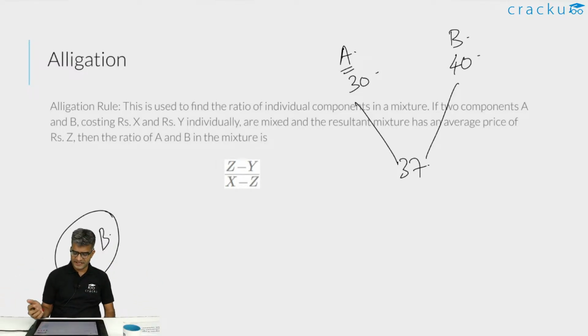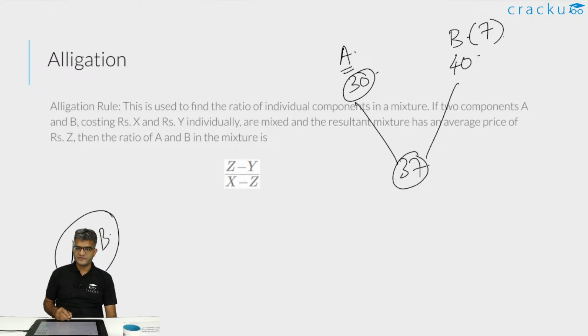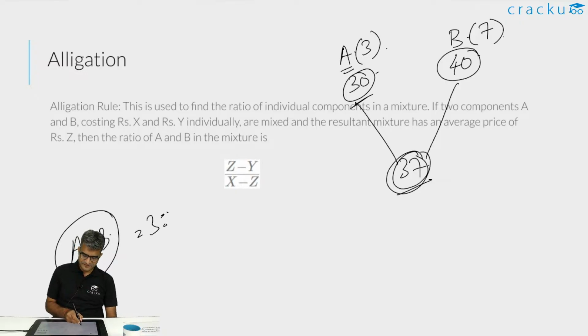So what we are essentially saying is, calculate 37 minus 30, that is equal to 7. Write it to the opposite side. You took 37 minus A, so write it beside B. And what is 40 minus 37? It is 3. So write it beside A. So the ratio in which A and B are mixed, or the ratio of the number of students in A to the number of students in B is equal to 3 by 7.